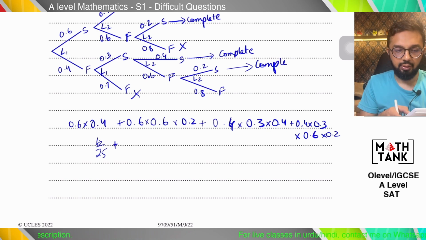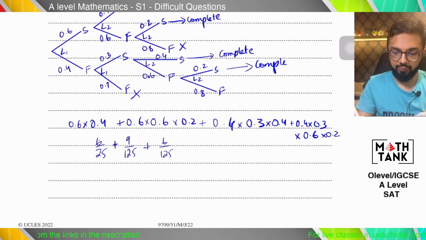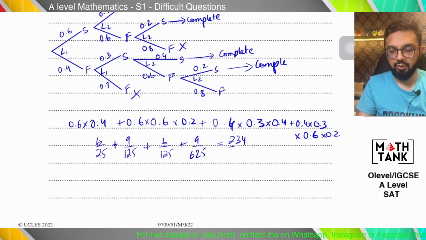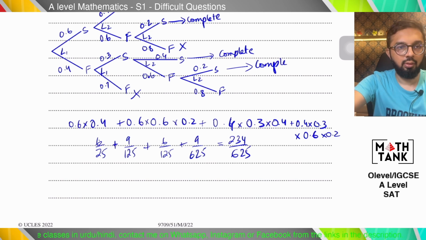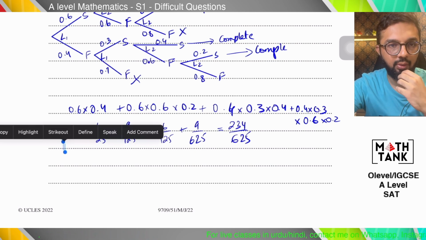0.6, 0.6, 0.2. 0.4. 234 over 625. Okay, I'll have to check the answers on this one. Let's quickly check. June 2251.